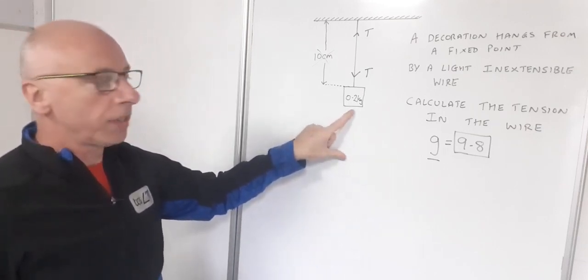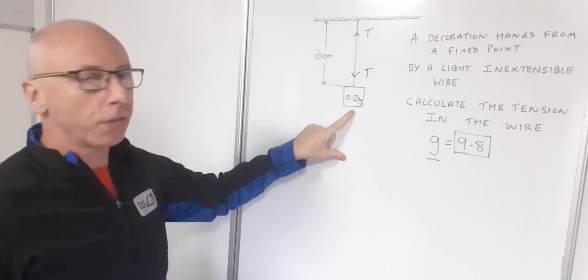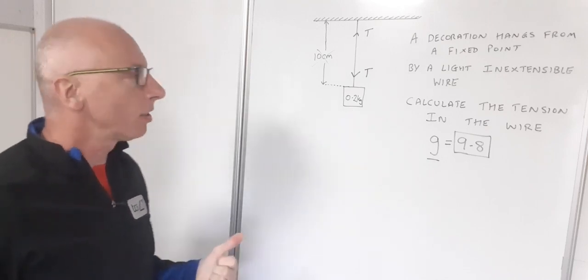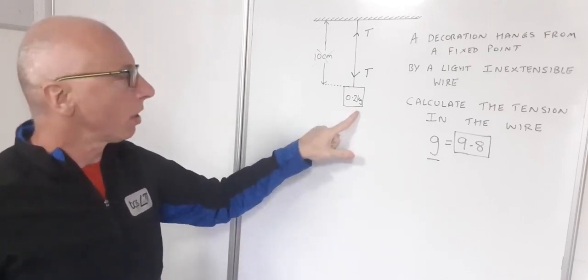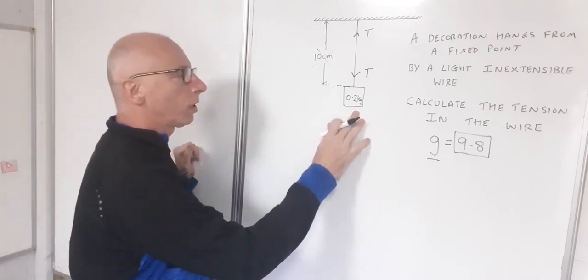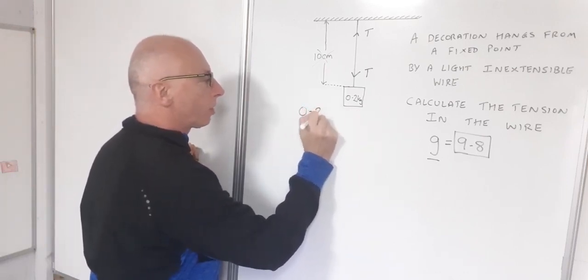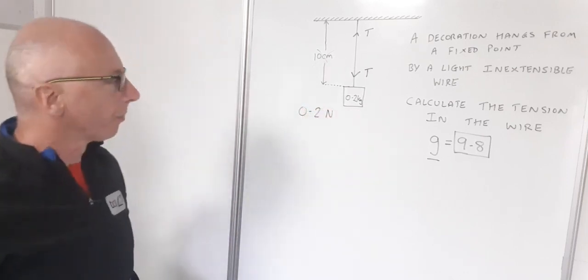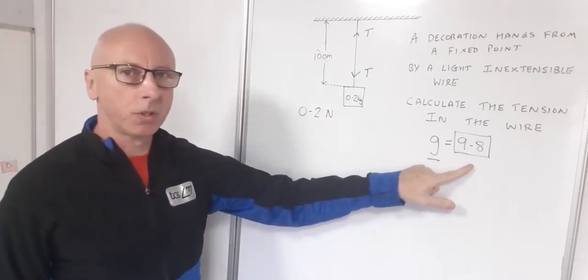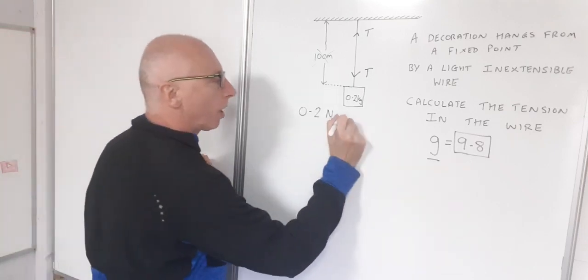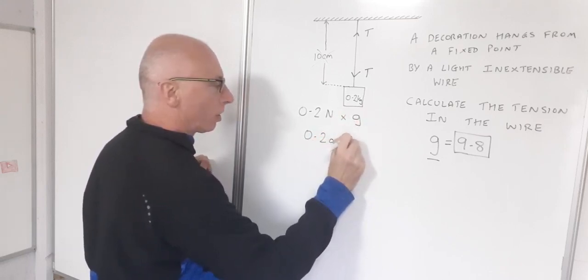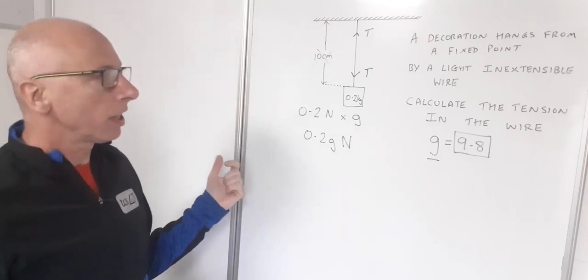So the unit of tension, or the force on this decoration, is in newtons. Now newtons, the standard unit of mass is kilograms. So when using the mass of it, kilograms is our unit. So if we've got 0.2 kilograms, that's a force of 0.2 newtons, multiplied by the force of gravity. So therefore, if you multiply that by the force of gravity, we've got 0.2 G newtons. And that's the tension in the wire.